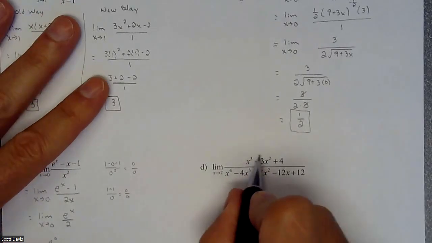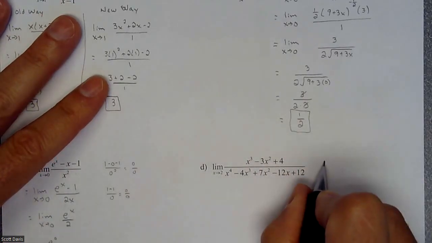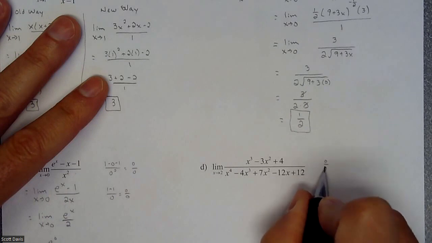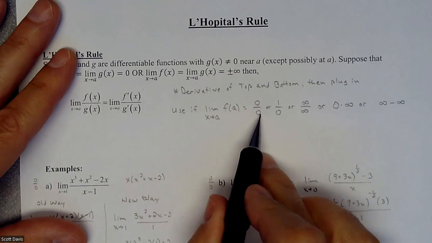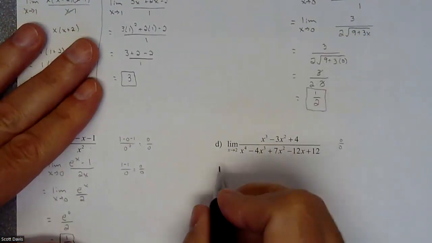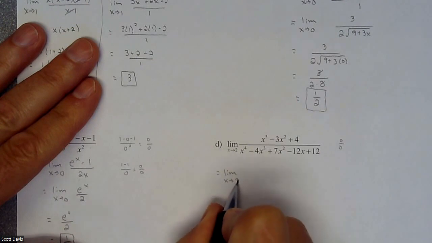So if I plug this in and I do all the math on this, I do end up getting a 0 over a 0, which is a scenario where we can use this. So we're going to do the derivative of the top and the derivative of the bottom, and then we'll plug the 2 back in again, see what happens.